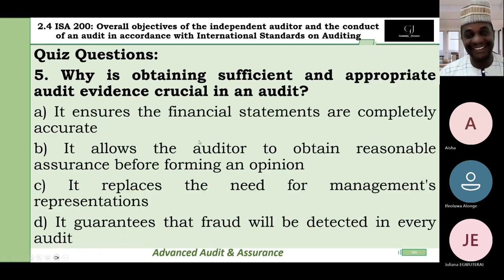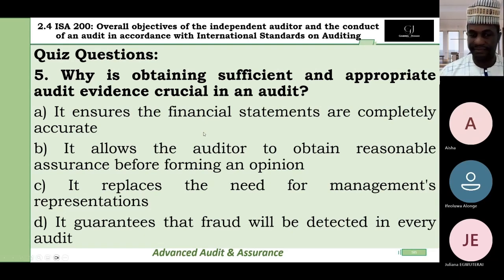Okay, so finally, why is obtaining sufficient and appropriate audit evidence crucial in an audit? A, it ensures the financial statements are completely accurate. B, it allows the auditor to obtain reasonable assurance before forming an opinion. C, it replaces the need for management representation. D, it guarantees that fraud will be detected in every audit. Okay, A is going B. So I and J, what are you going for? B. Everybody B.